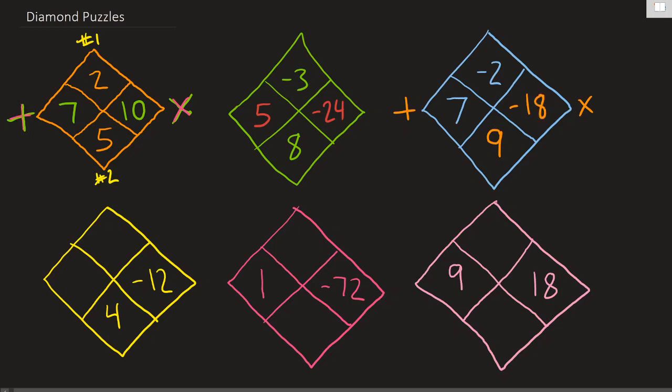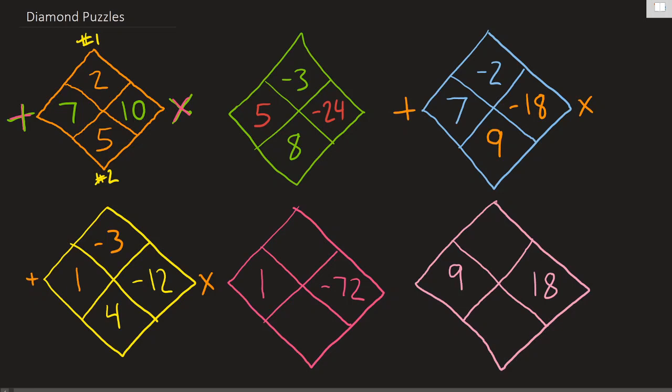Or I could give you the product, but not the sum. So 4 times what is negative 12? Well, 4 times negative 3 is negative 12. And then 4 plus negative 3 is positive 1, which is your sum.